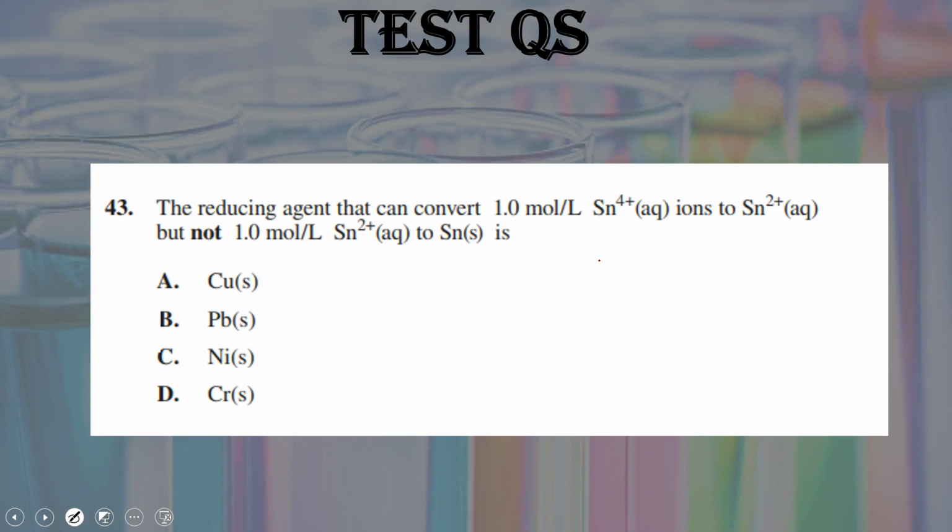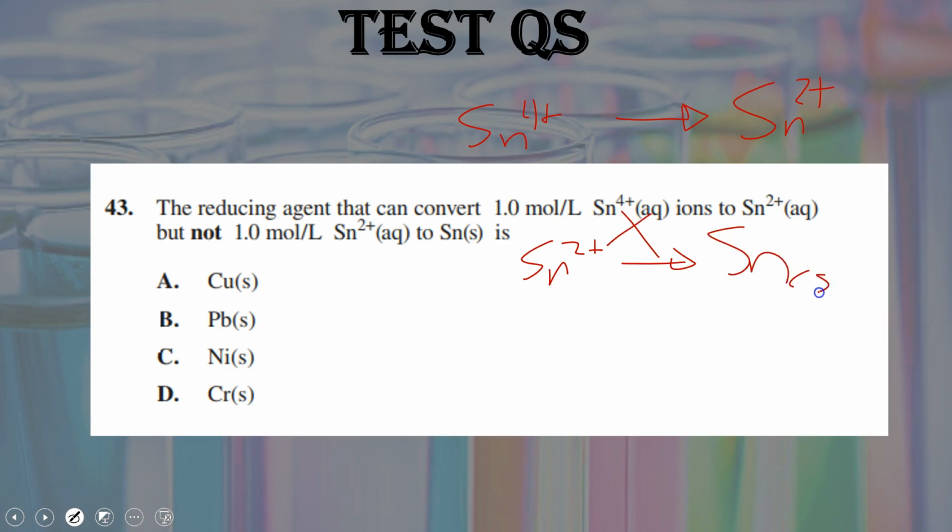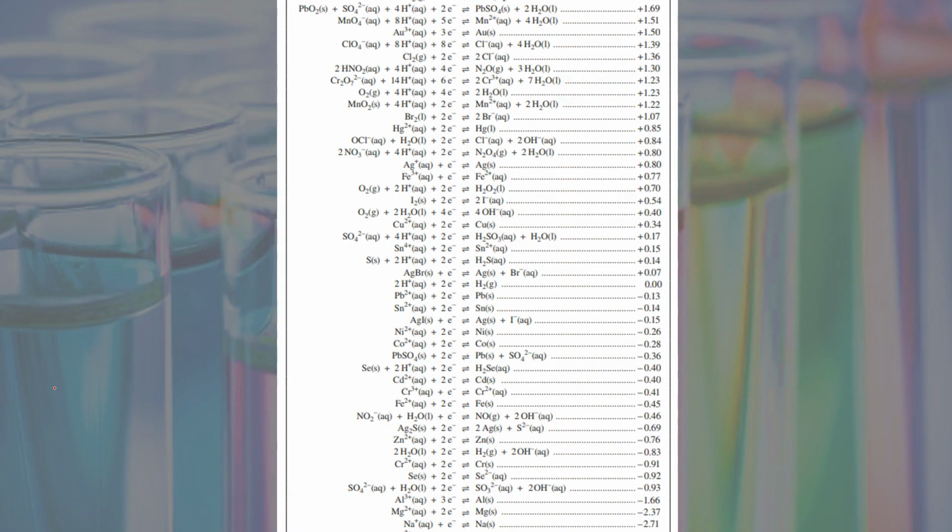Good one. Alright, so the reducing agent, they're throwing in concentrations here just to mess with your head. So the reducing agent that can convert tin 4 ions, so we're going to have a half reaction that goes from this to this, but not tin to, but not this to this is what? See if you can figure out that question. So go look at where these half reactions are, and then go look at where all of these metals are in relation to these. You can see that we're taking this question very seriously.